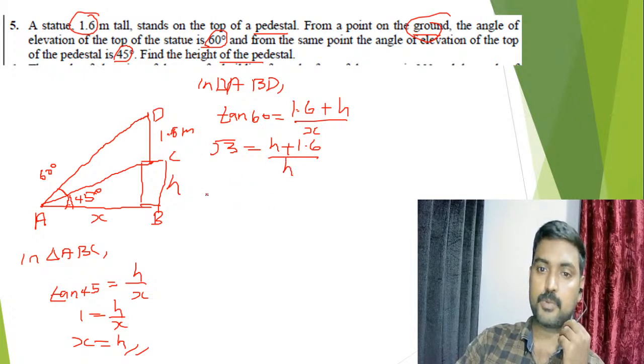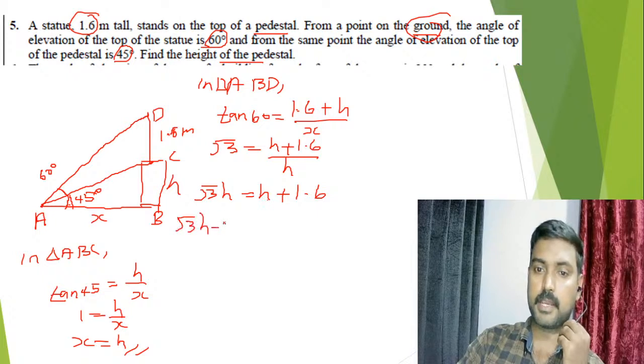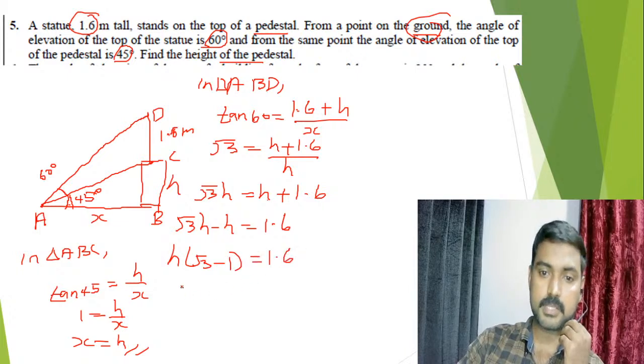Transposing h to this side, we get root 3 into h is equal to h plus 1.6. Bringing h to the left side, we get root 3 h minus h is equal to 1.6. And h is common here, which can be taken outside. So we get h into root 3 minus 1 is equal to 1.6, so h is equal to 1.6 divided by root 3 minus 1. For the rationalization, you multiply root 3 plus 1 on both sides. So you will get what?